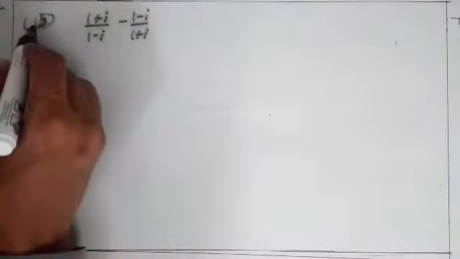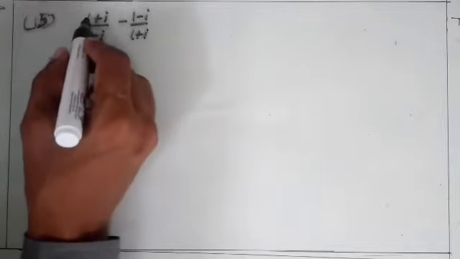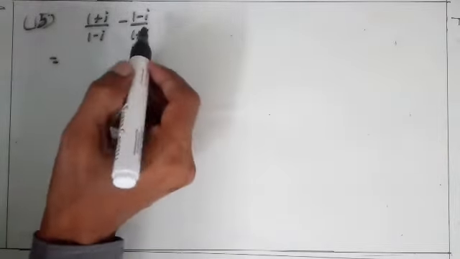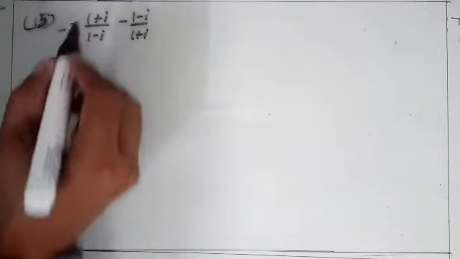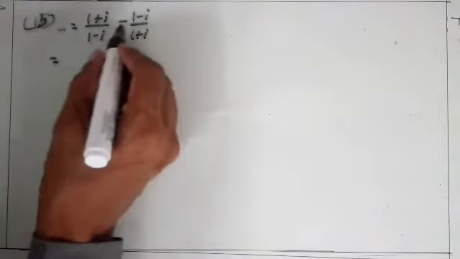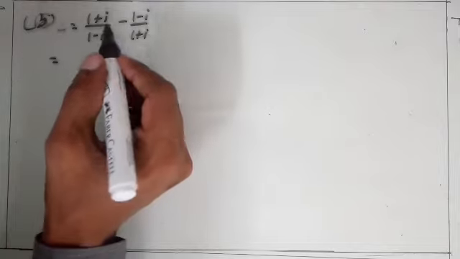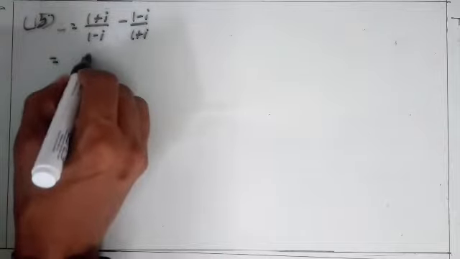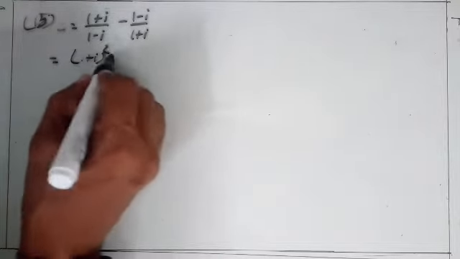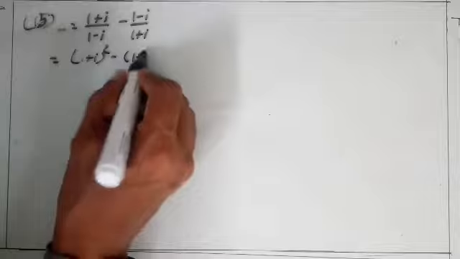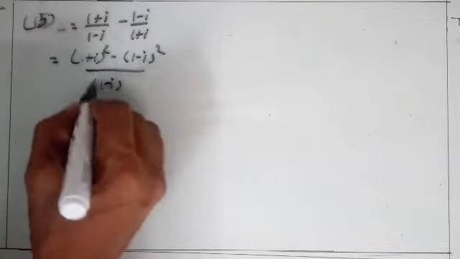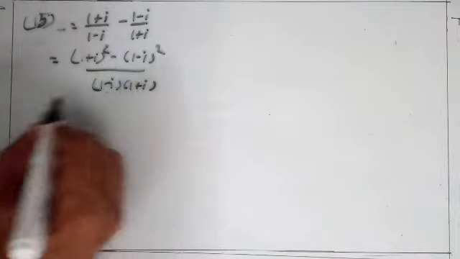Now question number 15. Find the modulus of (1 plus i) upon (1 minus i) minus (1 minus i) upon (1 plus i). So this is a complex number z. Now to get the modulus of the given complex number, first we change it into standard form. Simplify this. Take LCM: (1 plus i) raised to 2 minus (1 minus i) raised to 2 upon the product of 1 minus i into 1 plus i.